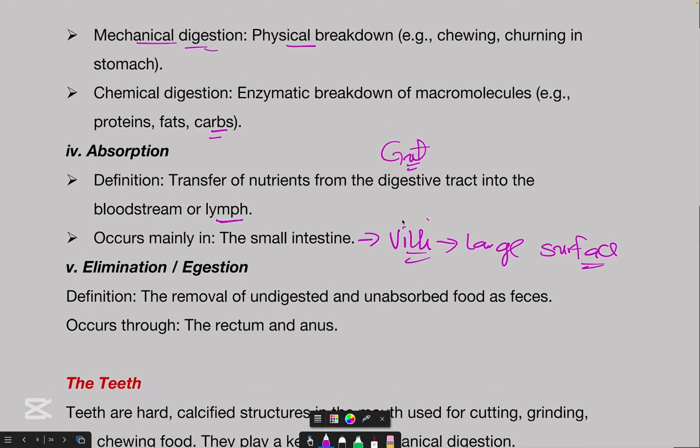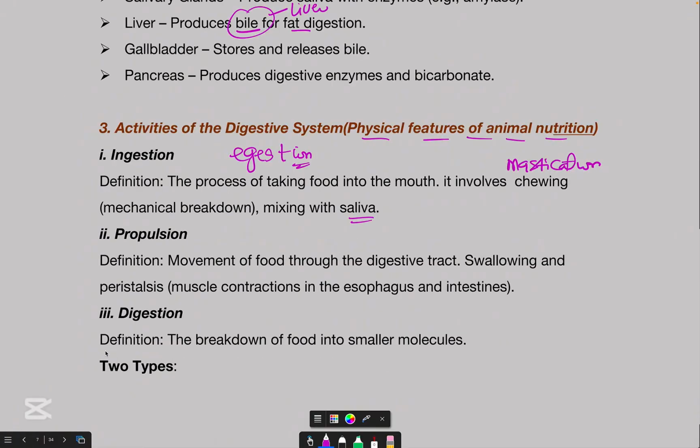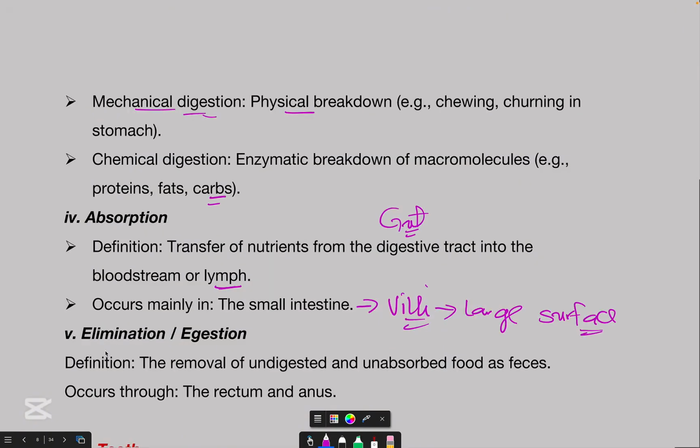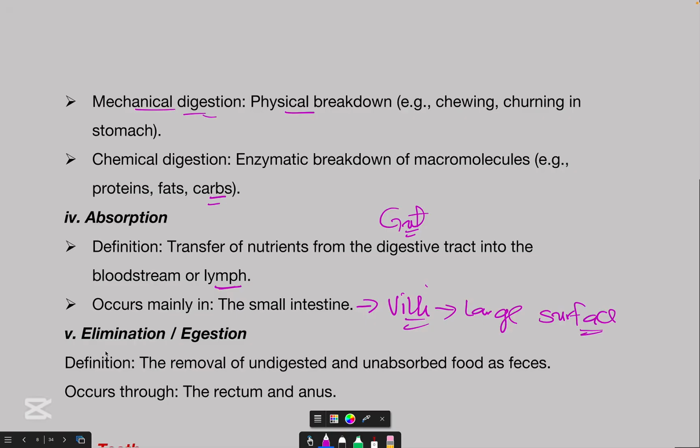So what were the physical methods we discussed so far? We said we have ingestion, propulsion, digestion. Where we say digestion, there are two: chemical digestion and mechanical digestion. And then we have absorption and elimination. So we have five processes: ingestion, propulsion, digestion, absorption, elimination. All right? And you should be able to define what each of these terms are. So that is that.